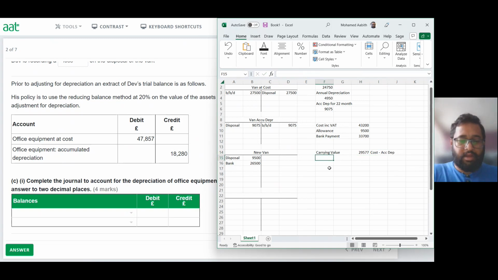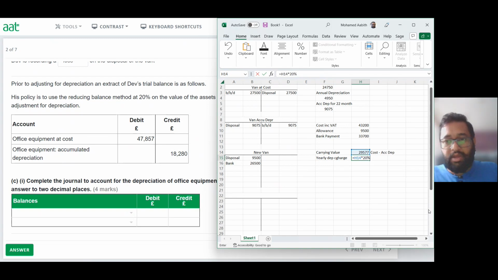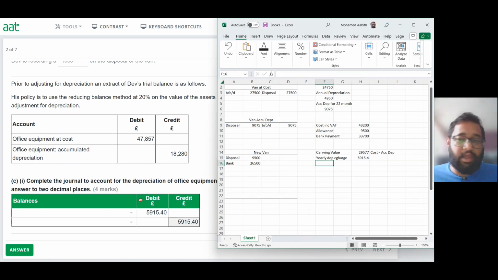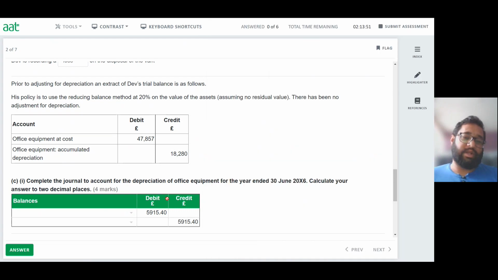And then the yearly depreciation charge is going to be equal to that multiplied by 20%, which gives me 5,915.40. Remember, in this answer they want it in 2 decimals. So we put one of them 5,915.40, and then again the other one is 5,915.40.